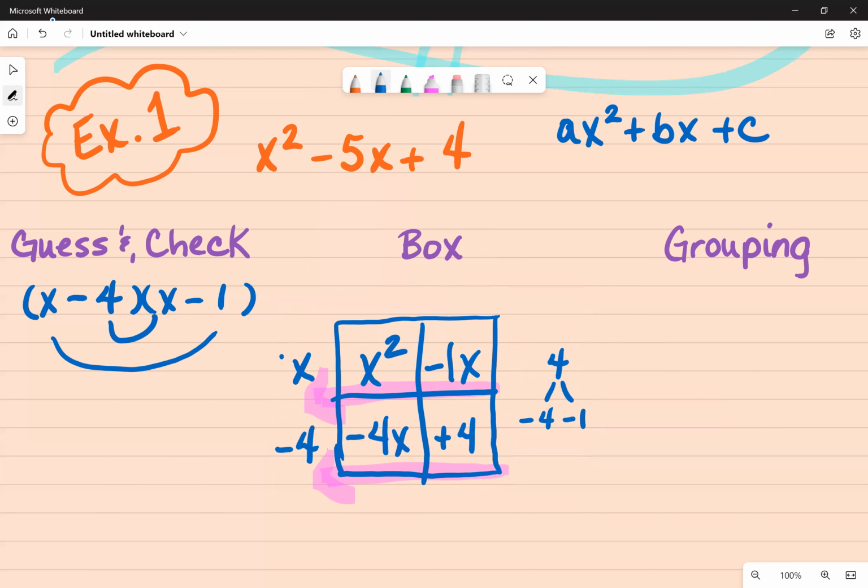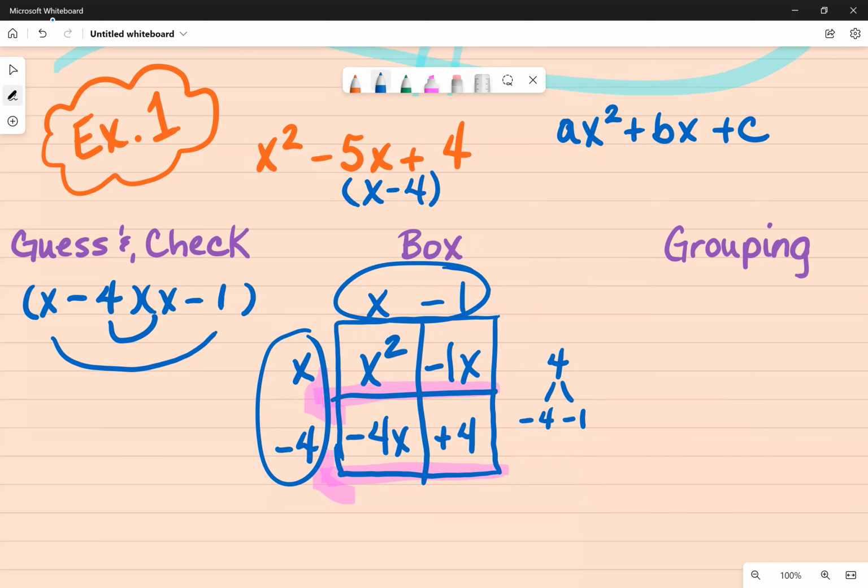So x times what will give me x squared? It's just simply going to be x, right? And then x times what will give me -1x, simply -1. Again, the sign that's closest to where I'm about to write is the sign that comes out. And what you'll notice is on the outside, you have your factors, which are the same factors I just used in my guess and check. So my answer here is the quantity of x minus 4 times the quantity of x minus 1.